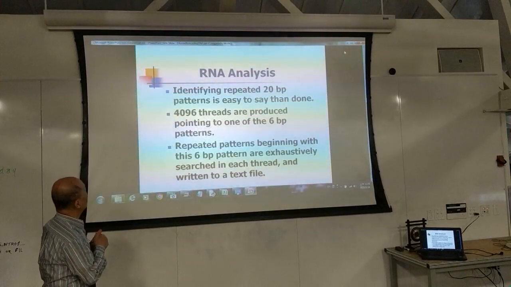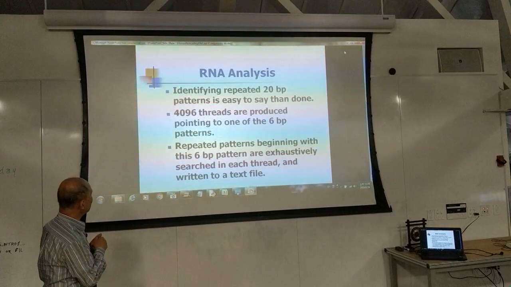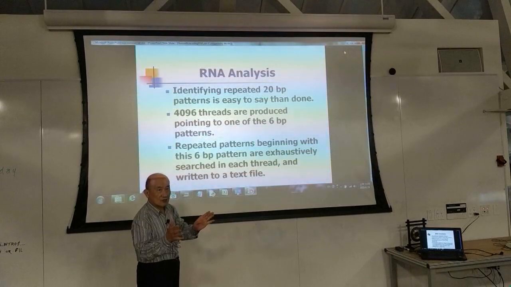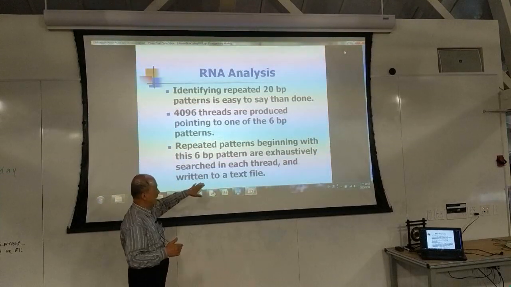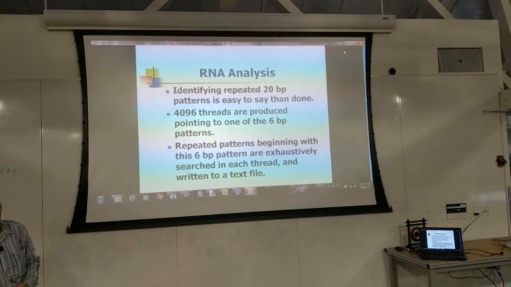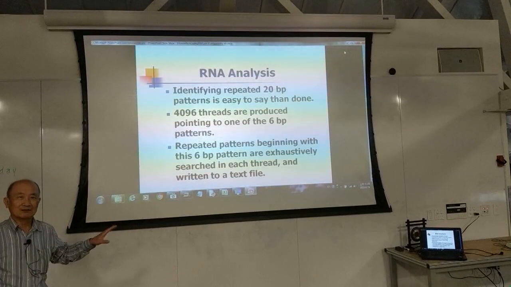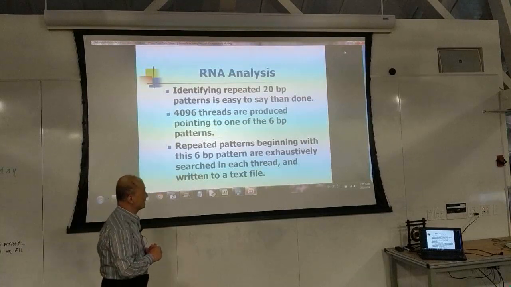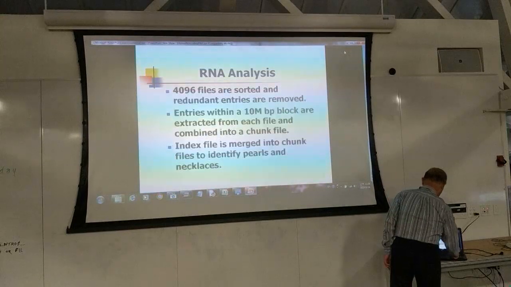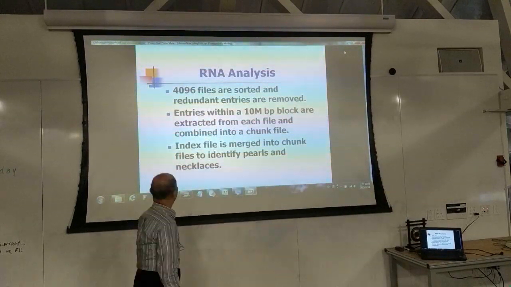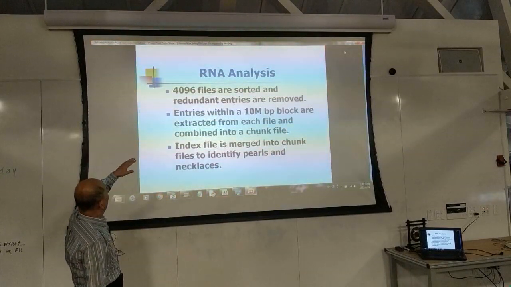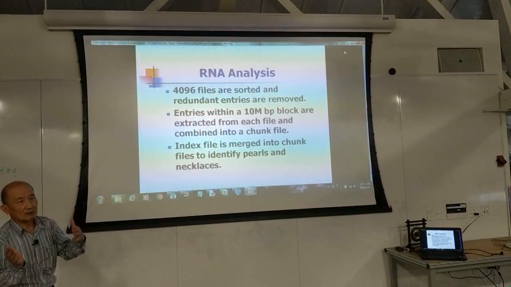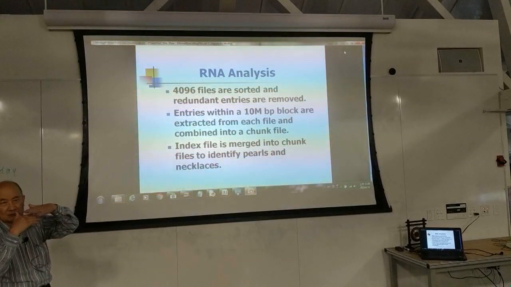The repeated patterns beginning with a particular 6-base pattern can be exhaustively searched in each thread, and the result will be written to a file. So this way, for each RNA, I generate 4,096 files. The data in these files are repeated patterns, which are redundant. This redundancy has to be removed, by sorting into sequence and then removing the redundant ones. This generally reduces the size of the data file by about a third.